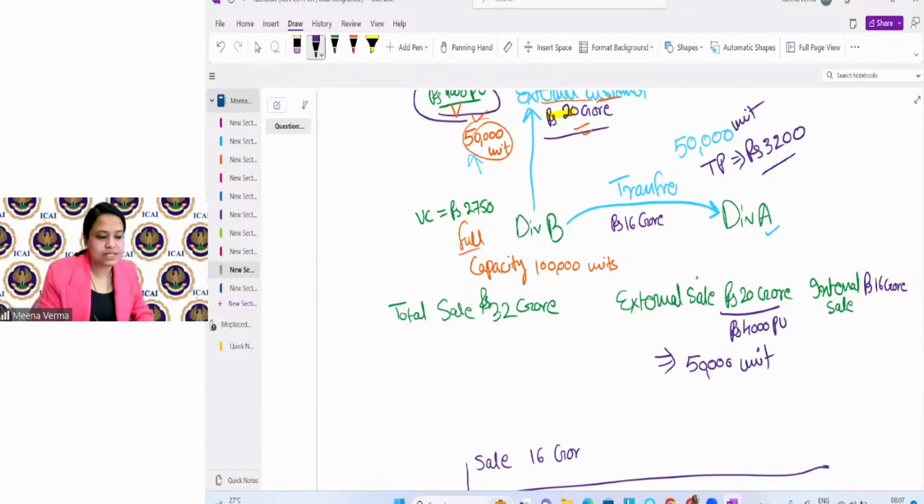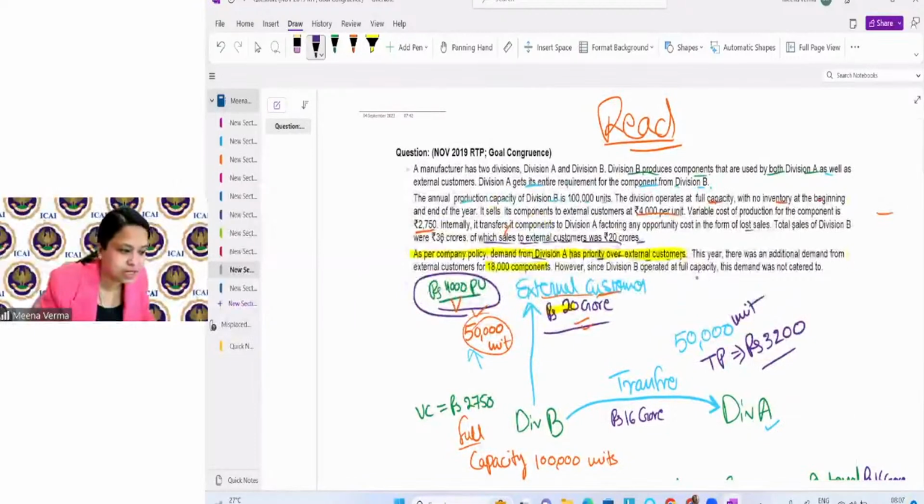Now, total sale is what? It is given in the question that you are selling the units at full capacity. That means whatever you are producing, you are selling it outside. It is given in the question that you are producing the goods at full capacity. It is given somewhere, this line, that right now they are operating at full capacity.